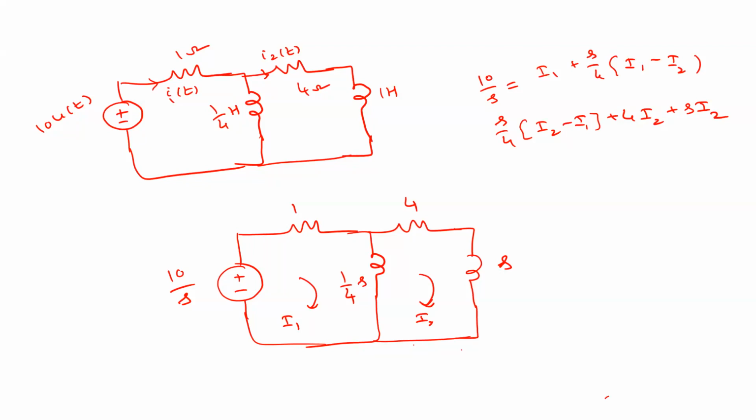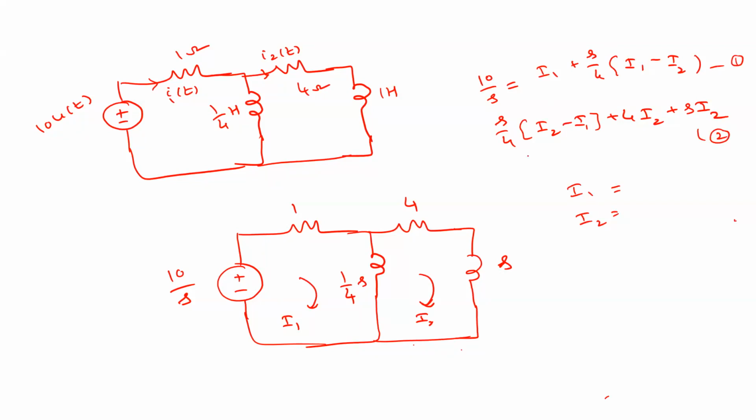Is this correct? Right. So we have two equations, one here, two here. We need to find I1, I2 and apply inverse Laplace. How to find I1, I2? Calculate the value of I1 and substitute in the I2 expression. So that is one way.